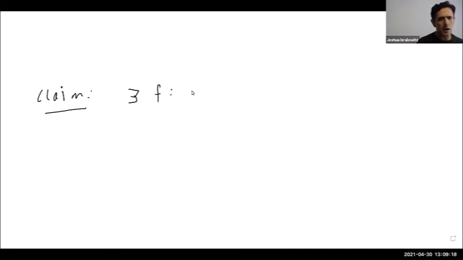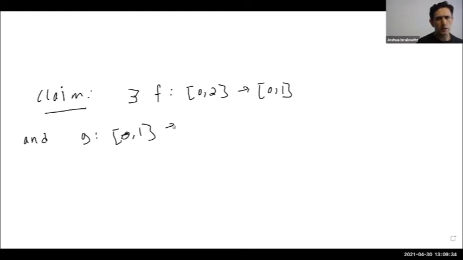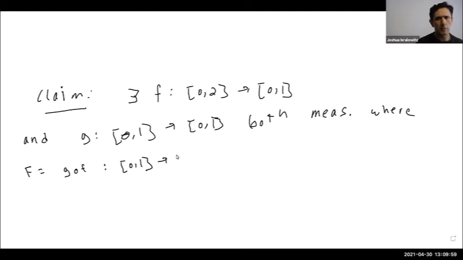There exists a measurable f that spits out stuff between 0 and 1, and there exists a measurable g that spits out stuff in 0 to 1, where the composition g composed with f, which takes 0 to 1 and spits out stuff in 0 to 2, is not measurable. Okay, and I'm largely just going to outline this.